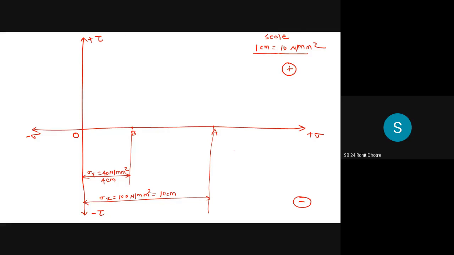Bottom side. At the bottom side, because it is negative. So what do you do? Let us see. From this particular point A, why point A? Because this point A represents the position of 100 Newton per mm square.